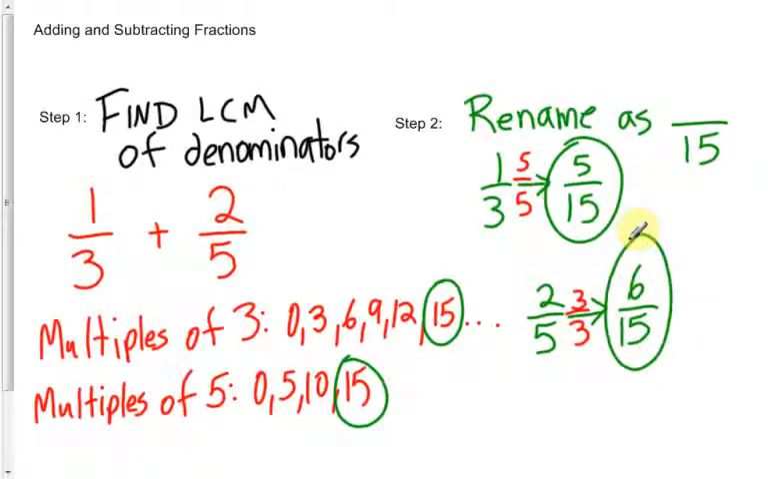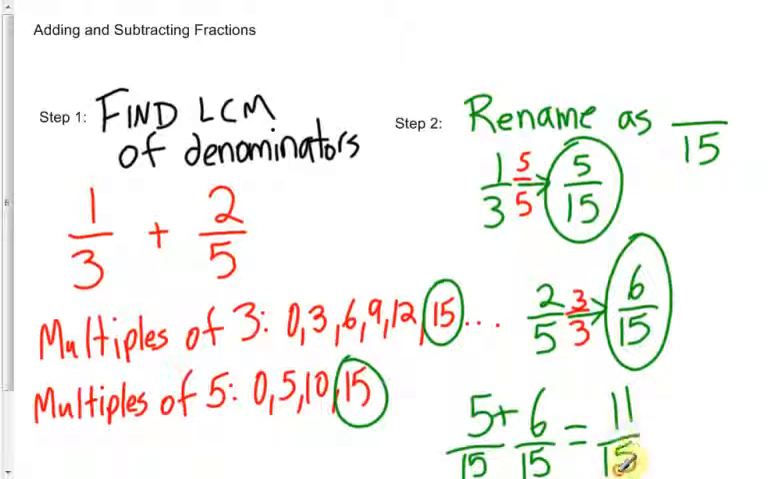So now, our question that started with adding 1/3 and 2/5 is now, what is 5/15 plus 6/15? And you remember, you just add the numerators, so 5 plus 6 is 11. We have 11/15. Okay, so that's the 2 steps to adding fractions.